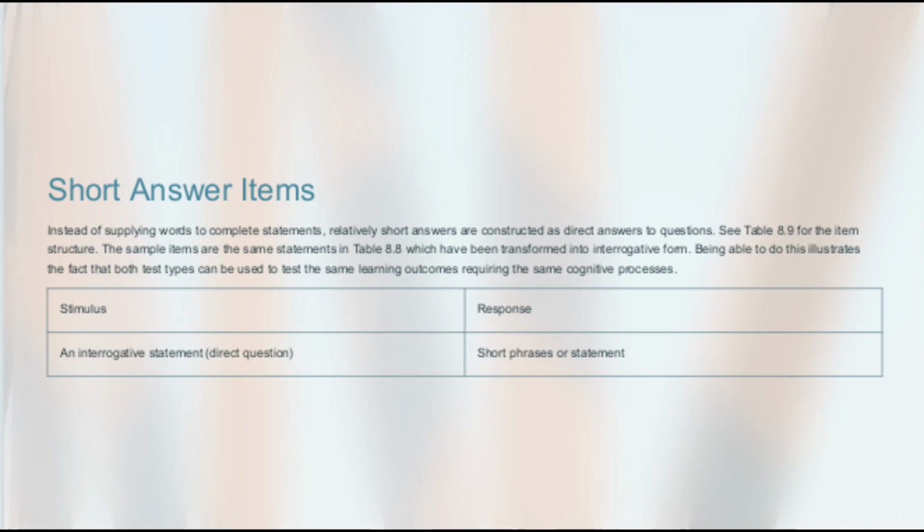Under the objective supply types are also short answer items. Instead of supplying words to complete statements, relatively short answers are constructed as direct answers to questions. The table below illustrates the sample items. The stimulus is an interrogative statement or a directive question. The response is also direct but not a single word. It should be a short phrase or statement.